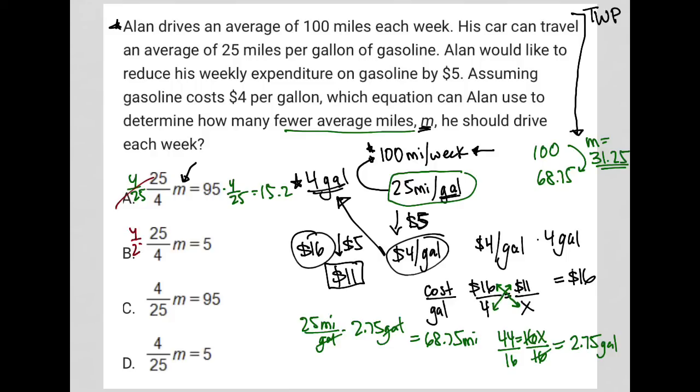How about choice B? Again, I do the same thing, multiply by 4 over 25. So on this one, I'd have 5 times 4 divided by 25. That's going to be just 0.8. So that's not what I want either. Here, I'm going to multiply by 25 over 4. So 95 times 25 divided by 4 is 593.75. So that's also not it.